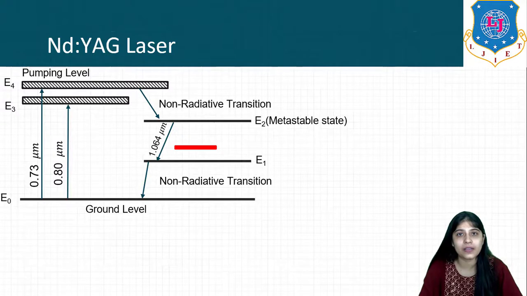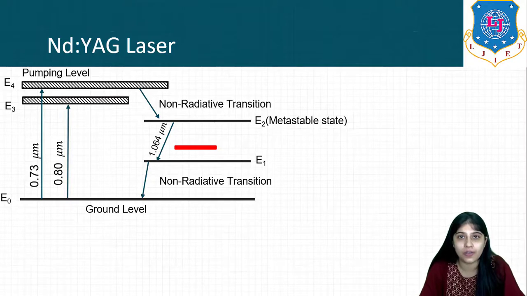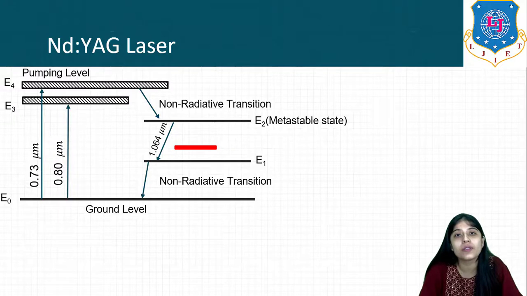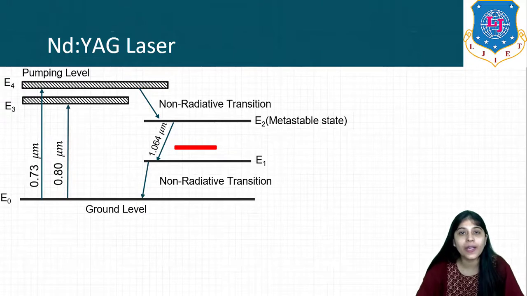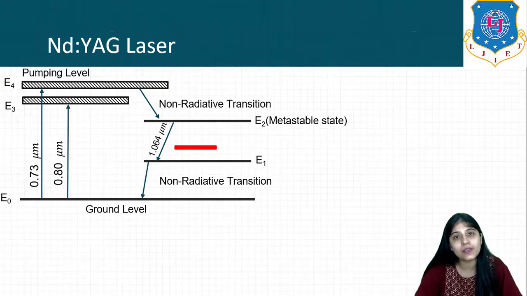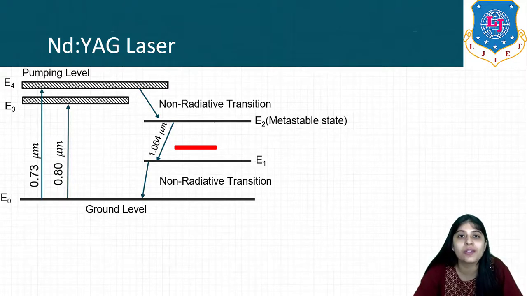So now the ions or atoms are at the metastable state where their lifetime increases. Upon continuous excitation, population inversion is achieved. Pumping is continued, and upon continuous excitation, population inversion is achieved at metastable state E2. As soon as these ions or atoms undergo a transition from E2 to E1, a laser beam of 1.064 micrometer is produced. Photons are generated.